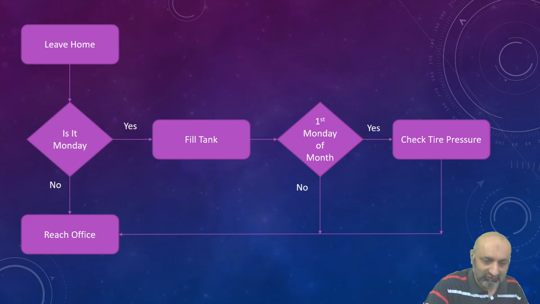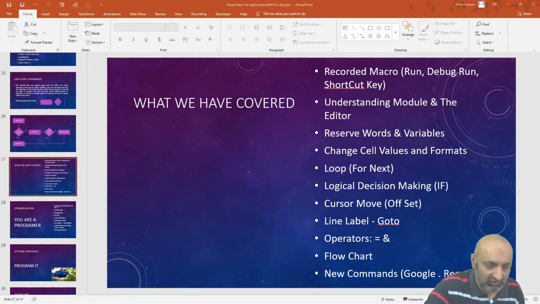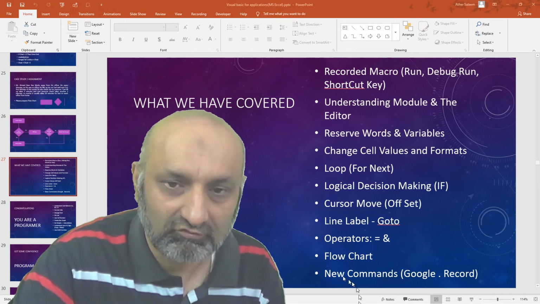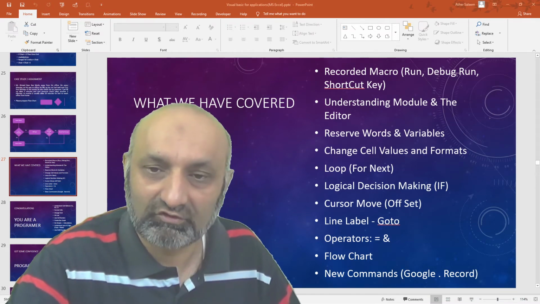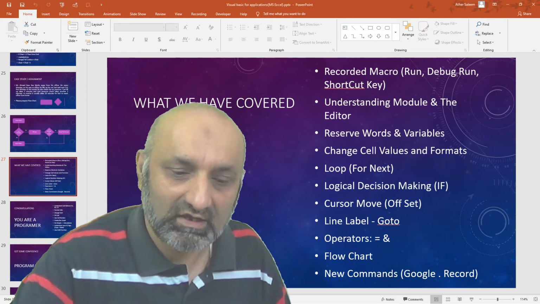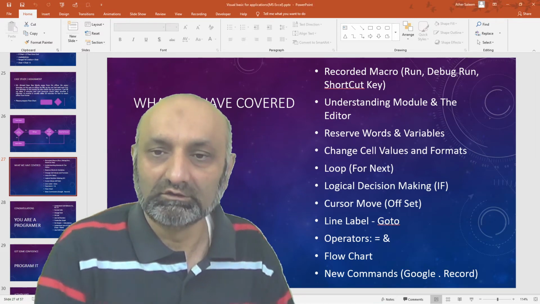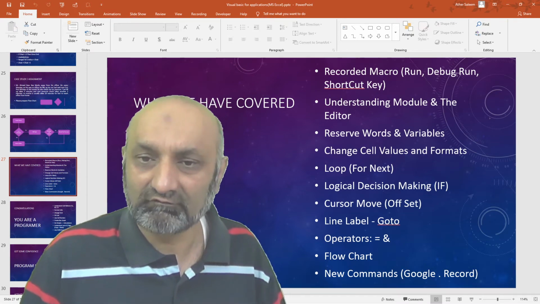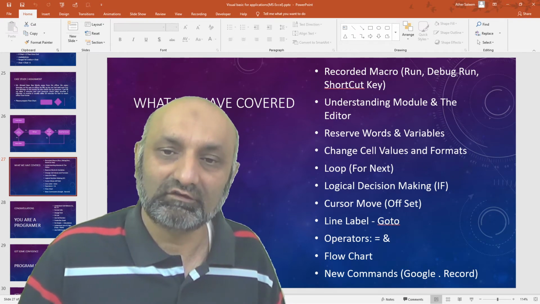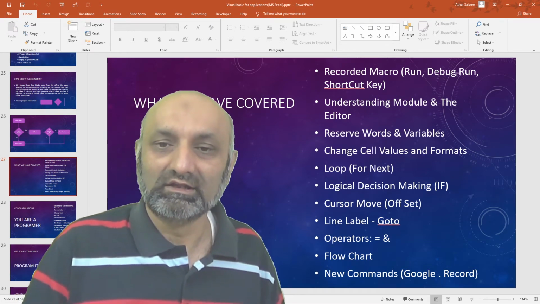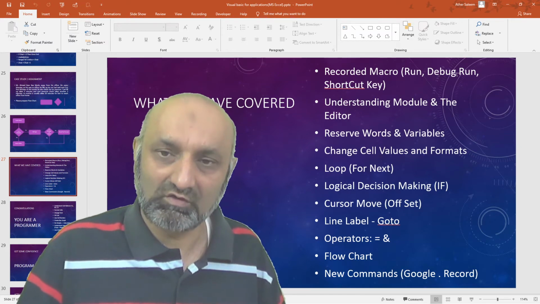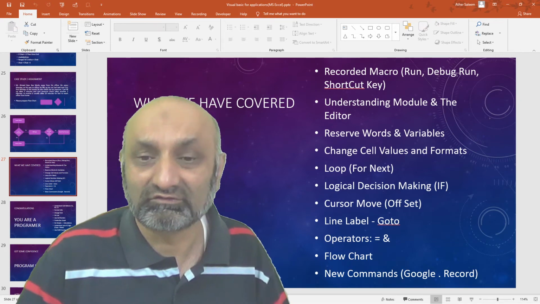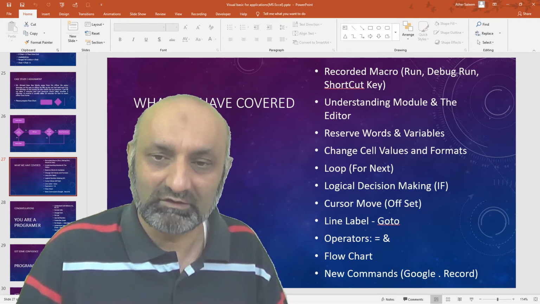So what else we need to do today? We need to talk about what we have covered so far. We have recorded our macro, we have run it, we have debug run with the F8 key, we have assigned a shortcut key and then run it, and we now understand what is a module and how macros are present in those modules, how to insert a module, and how to use the VBA editor.